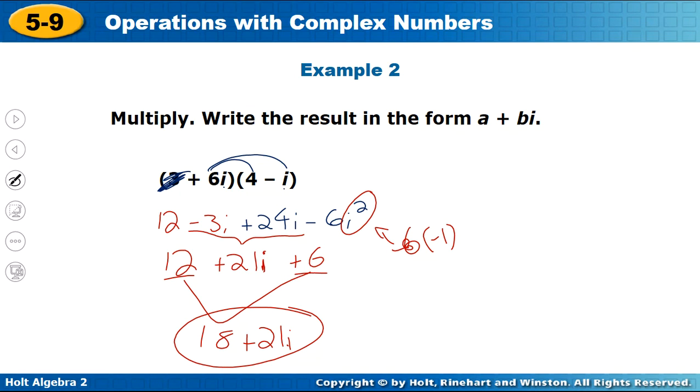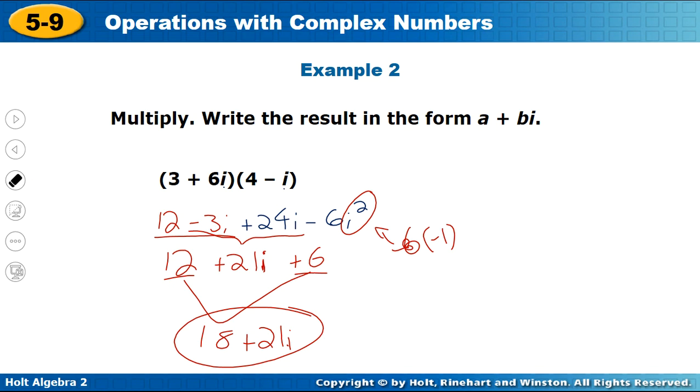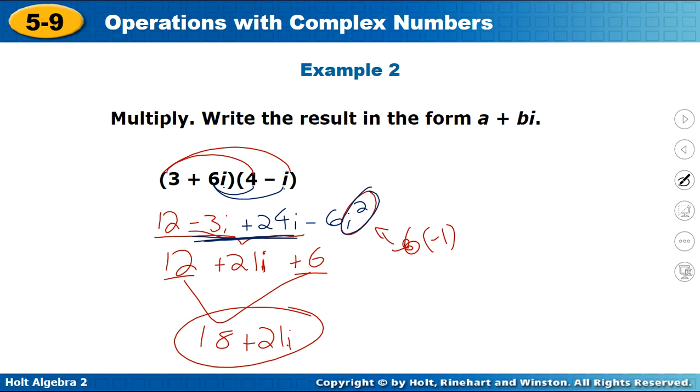Okay, so when you multiply, remember you're distributing. We distributed the 3. If you go back in time in the video, you can see I distributed the 3 times 4 to get 12, and 3 times negative i to get negative 3i. And then I distributed the 6i. So 6i times 4 is 24i, and 6i times negative i was a negative 6i squared. I combined my like terms, my i terms here. And then I also simplified my i squared, which turned into negative 1. So a negative 6 times a negative 1 was a positive 6. And I combined those like terms.